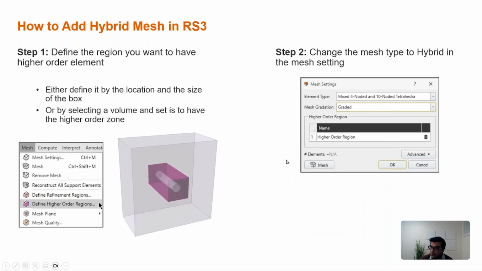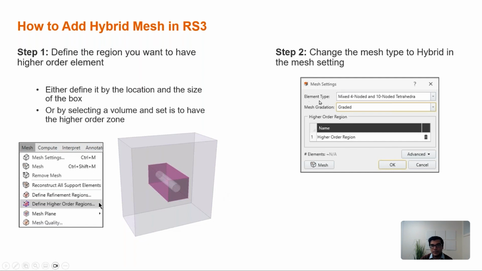If you like to define it in RS3, you need to follow 2 steps. In step 1, you need to go to mesh, define higher order region. So you need to define the location and also the size of the box in the area that you are interested. If you have already selected a volume and then go to mesh, define higher order region, that volume would be your higher order zone. Very similar to SSR region that we had earlier.